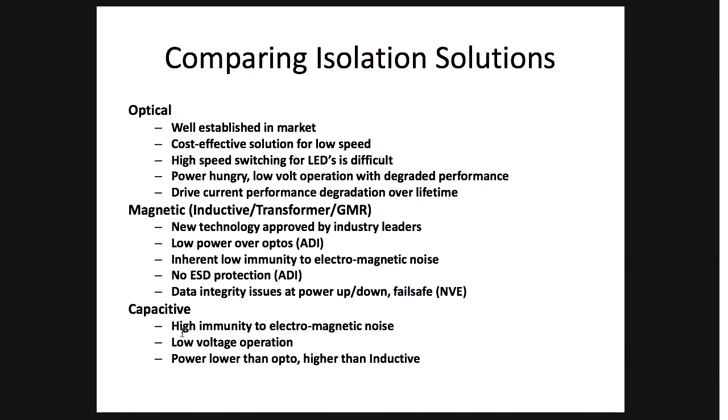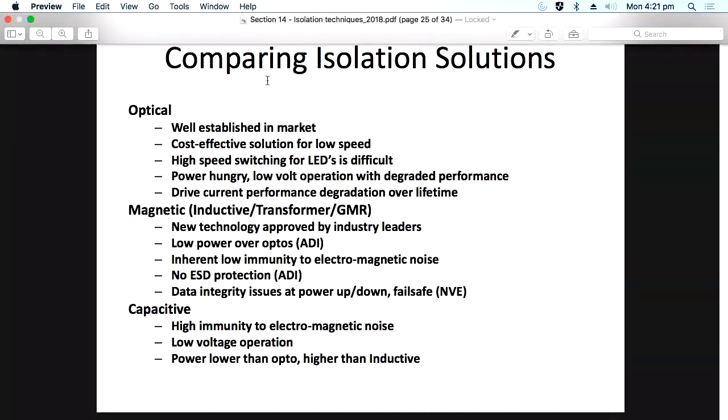Then capacitive: high immunity to electromagnetic noise, low voltage operation, power lower than opto but higher than inductive. Because you are using an isolation technique, but that technique itself needs power. You turn on that isolation IC. So that is more; the optocoupler needs more.